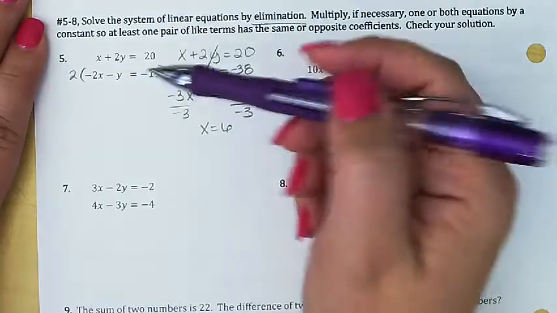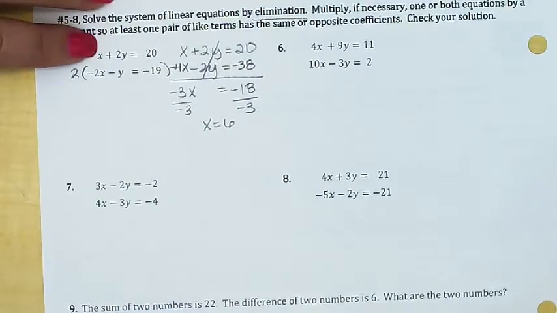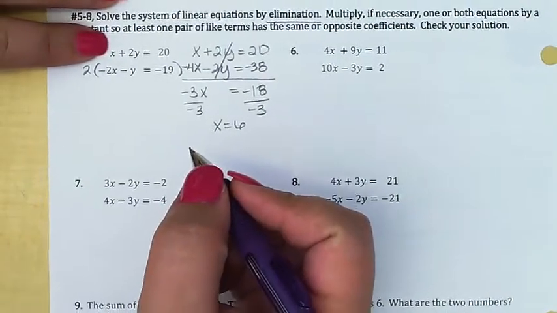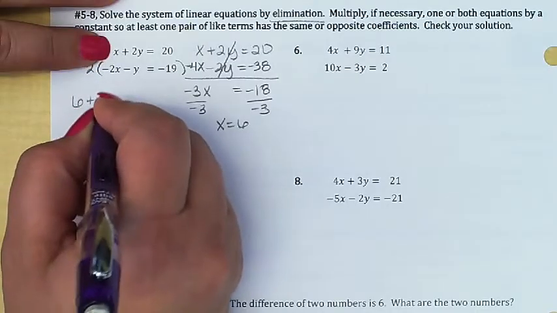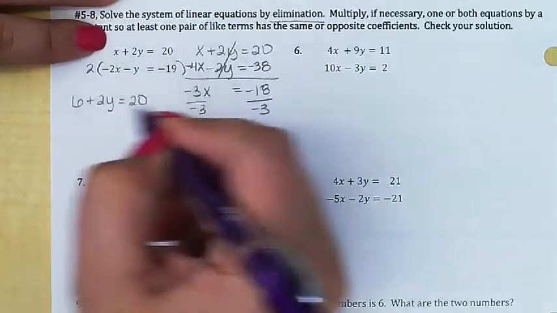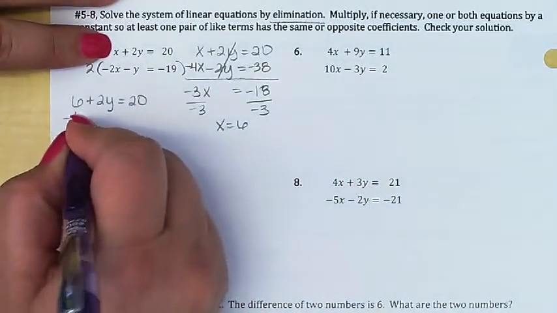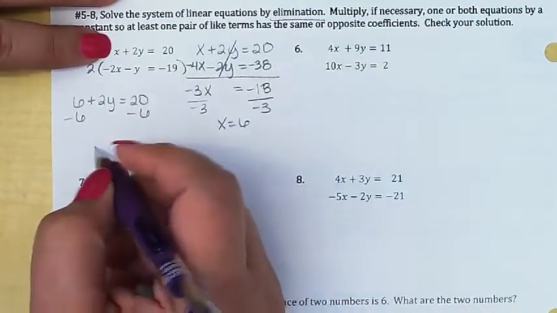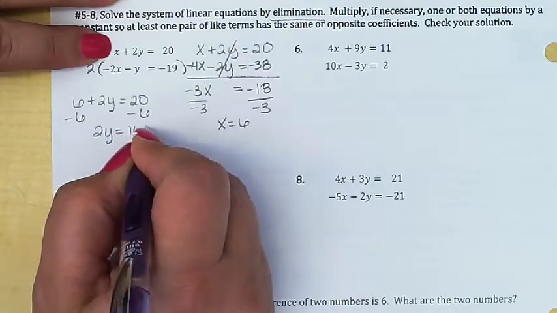Once you know that, you can come back to either of these original equations, it doesn't matter which one, and insert that 6 for x. So I'm going to use this top one, but it doesn't matter which one you pick. So I'll put in 6 plus 2y is equal to 20. Okay, so I'm just taking that 6 and inserting it where x is. And then I just solve for the other variable. So subtract, you get 2y is equal to 14.